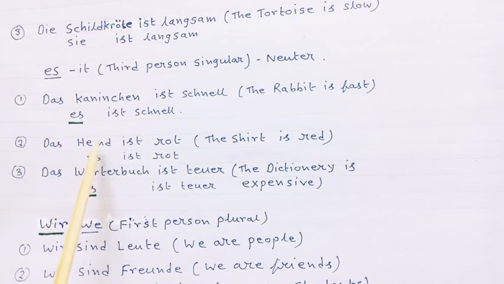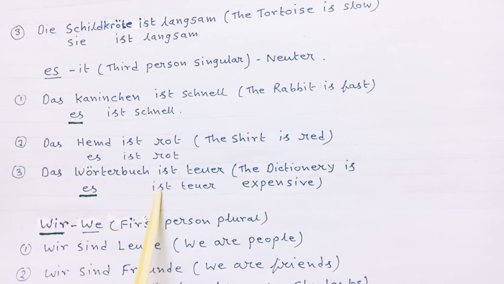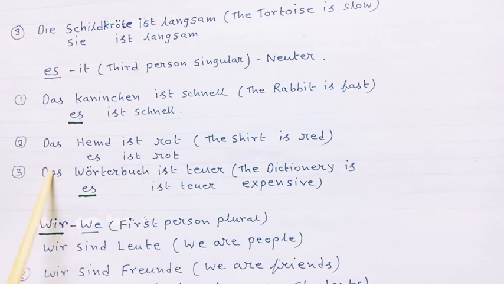Das Hemd ist rot. The shirt is red. Now when we replace the noun by pronoun, das Hemd, es ist rot. Das Wörterbuch ist teuer. The dictionary is expensive. Now es ist teuer. Es means das Wörterbuch.